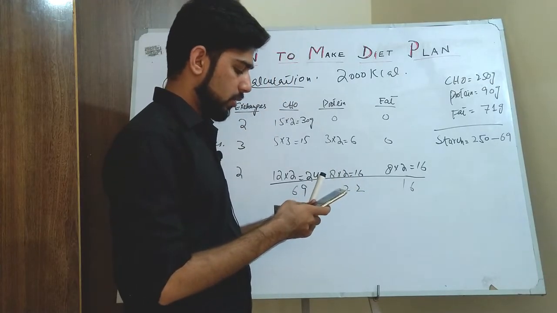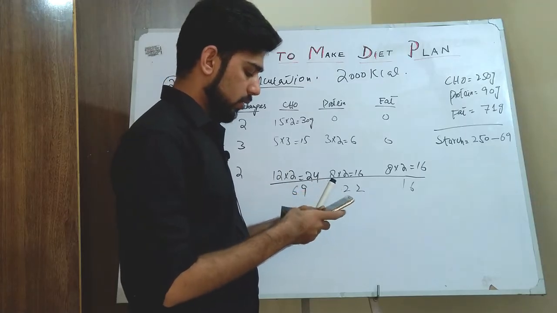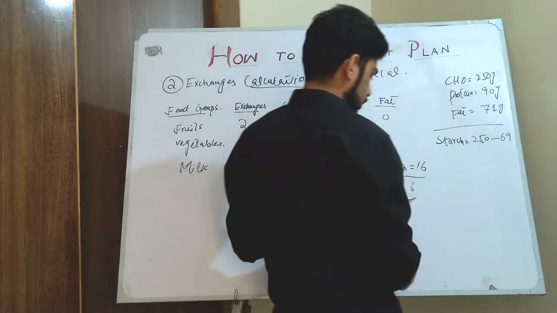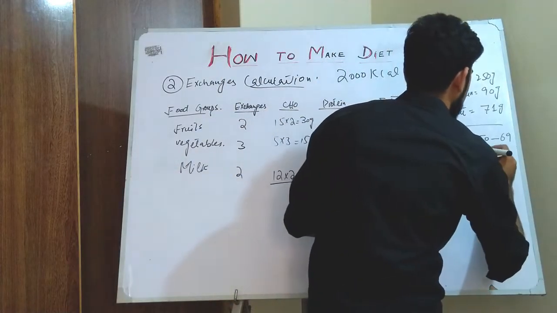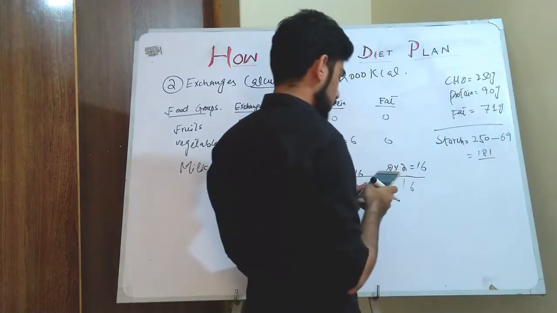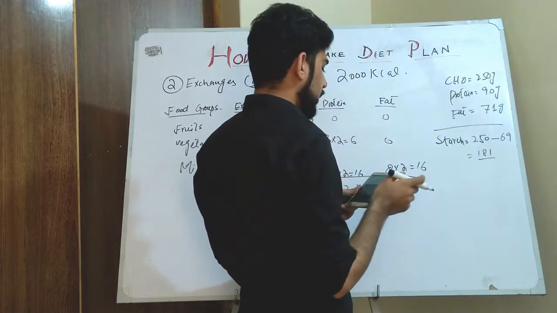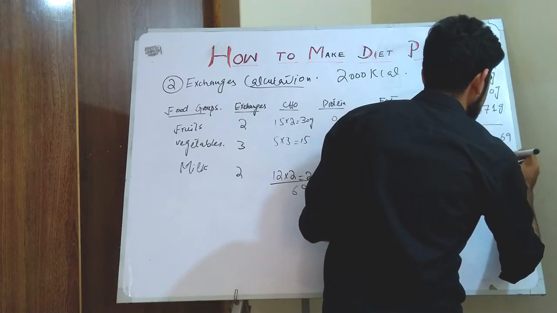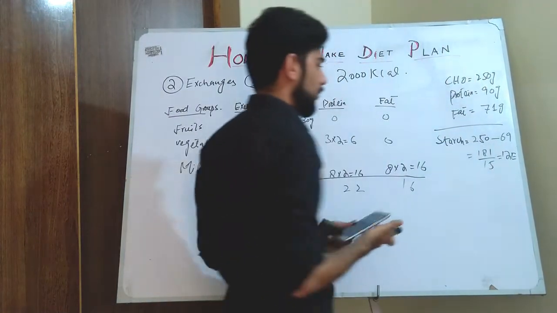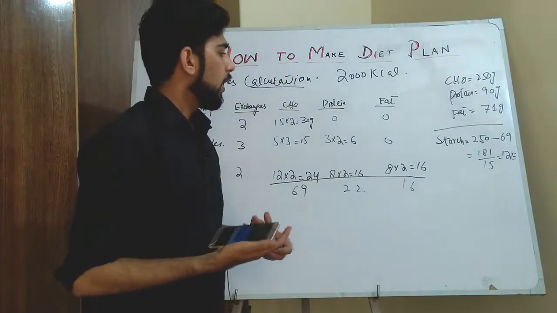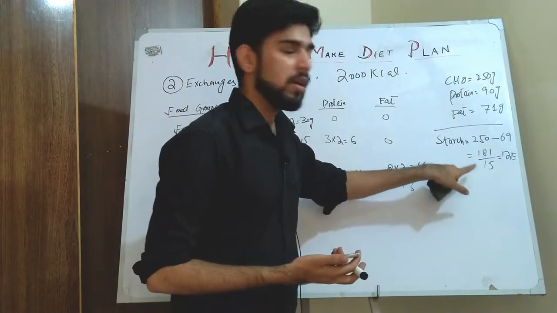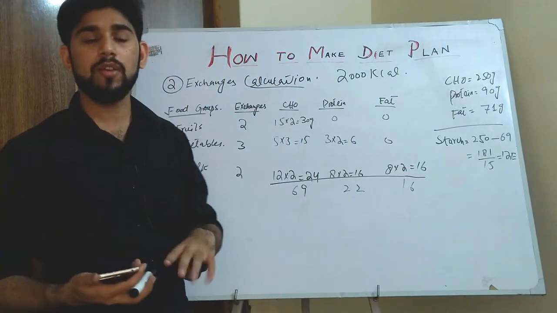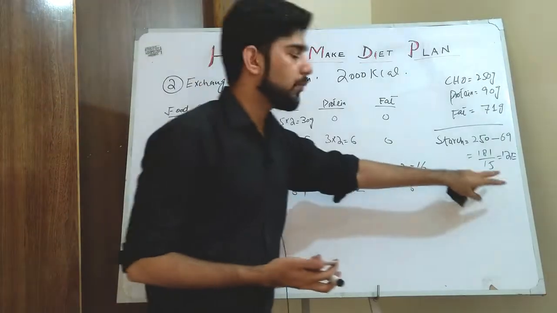250 minus 69, 181, and we'll divide it by 15, so we'll get 12 exchanges of starch or carbohydrate. Why do we divide it by 15? Because one exchange of starch gives you 15 gram carbohydrate. That's why we divide it by 15.